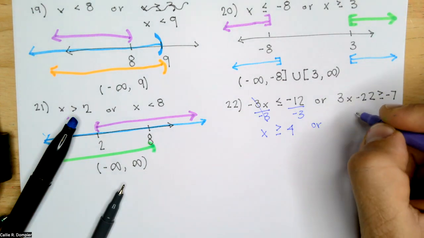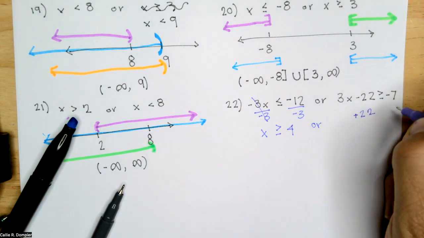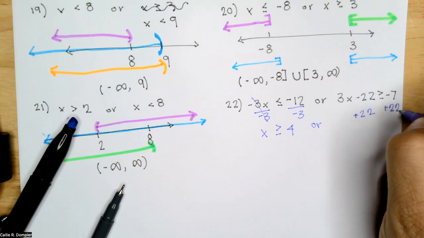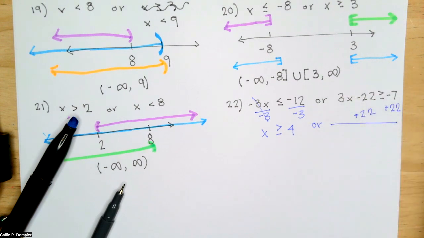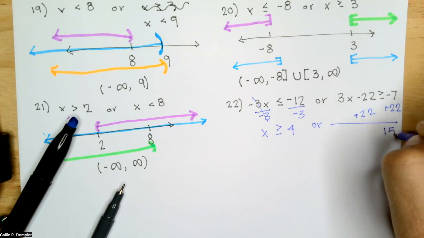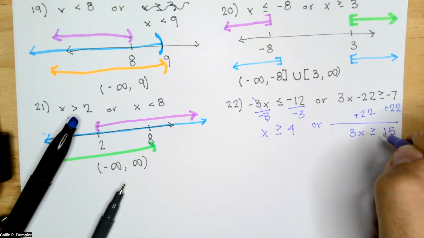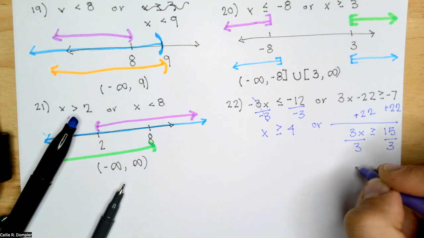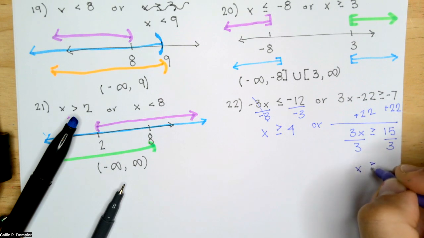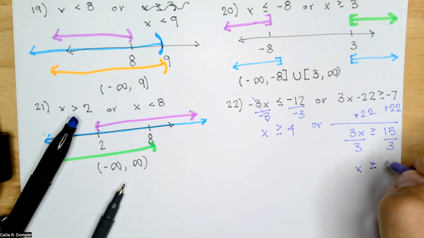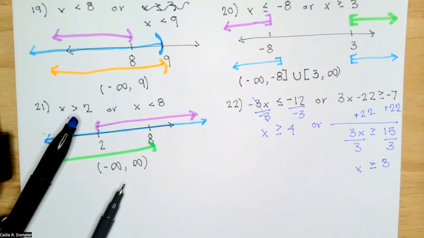Here, I'm going to need to add 22 as my first step. So 22 minus 7. 22 minus 7 is 15. And then 15 divided by 3, positive 3, so I don't need to flip anything. X is less than or equal, sorry, greater than or equal to 3, 5.